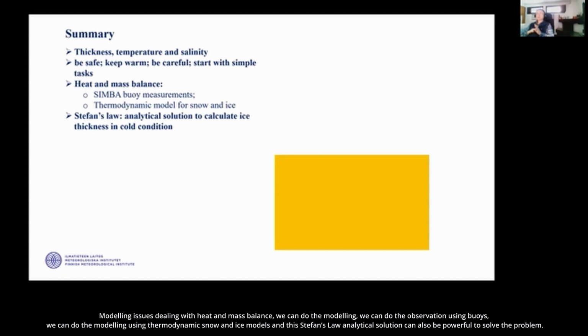Modeling deals with heat and mass balance. We can do the observation using buoys, and we can do the modeling using a thermodynamic standardized model. And sometimes the Stefan's law analytical solution is also important. It can be powerful to solve the problem.